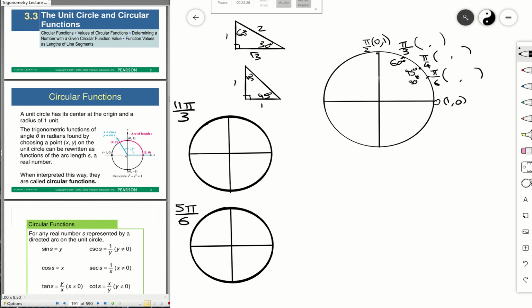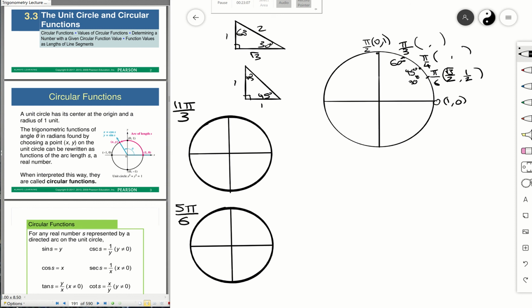So if we look at pi over 6, which is the same as a 30 degree angle, and we go to our reference 30, 60, 90 triangle, we can see that the cosine of 30 would be square root of 3, which is the side adjacent, over 2. So we know that's going to be the x value for pi over 6. Now, as far as the y value, we know that's going to be the sine of 30 degrees, or pi over 6, which we can know from the reference triangle is opposite over hypotenuse, so 1 over 2.